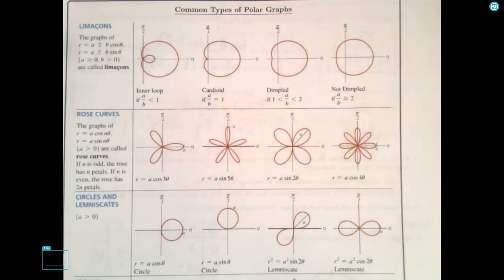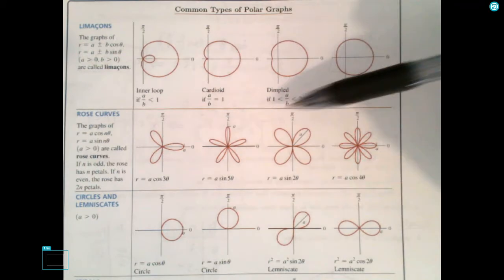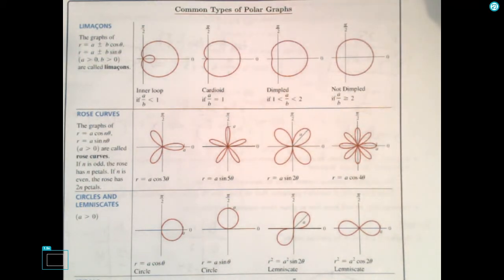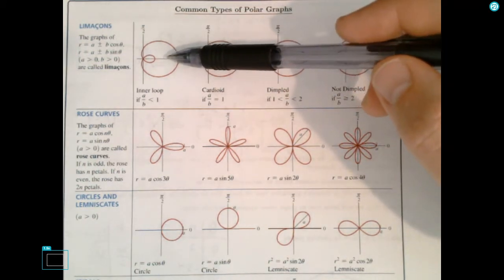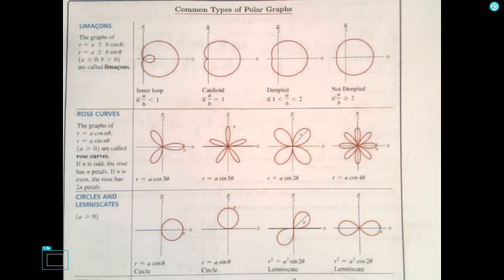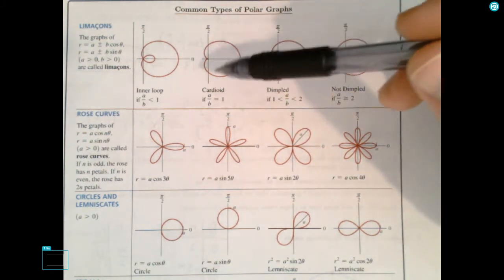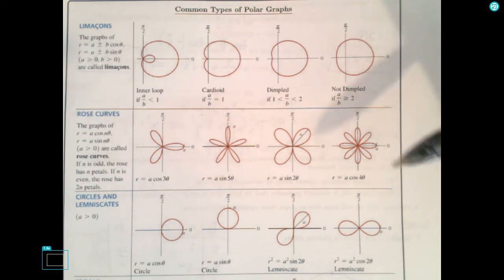So, some common types of graphs. These things are called limacons. That's French for snail, because I guess this looks kind of like a snail to a French person. I mean, I can kind of see it. Okay. Anyway.